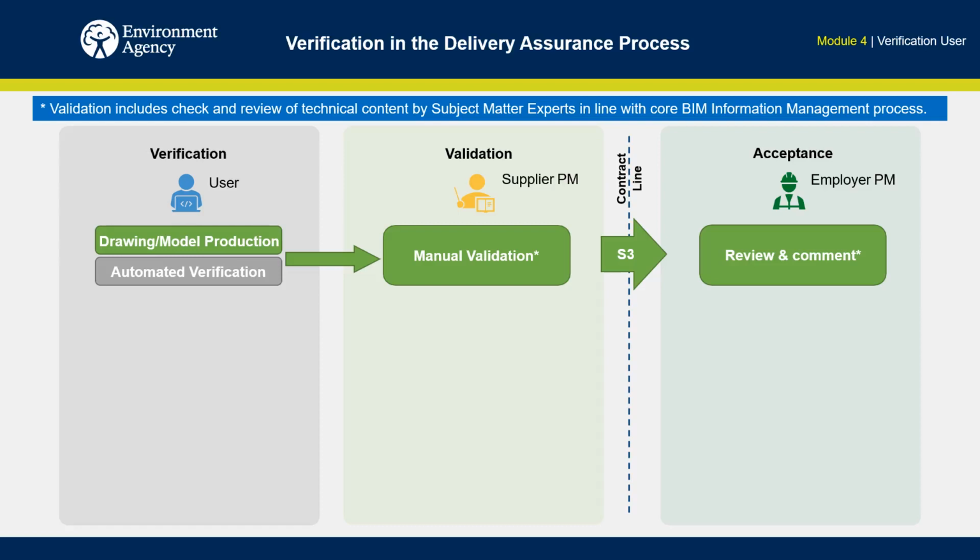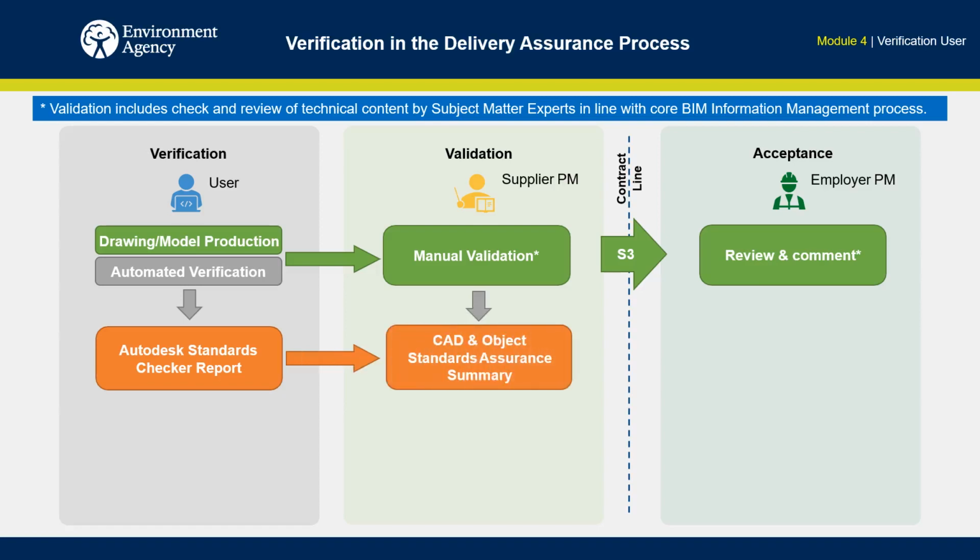The next stage in the assurance is S4, shared for stage approval. Users formally verify drawing and model files using the standards checker reports. The supplier project manager validates these reports and undertakes a manual validation of the drawings and models to check the parts that cannot be checked automatically. This is recorded in an assurance summary document for submission with the product for stage approval.